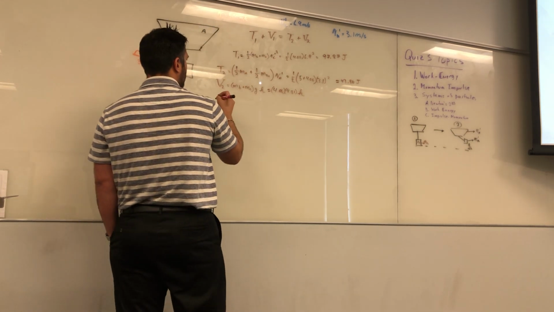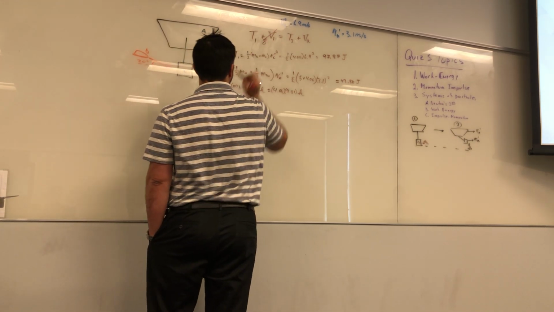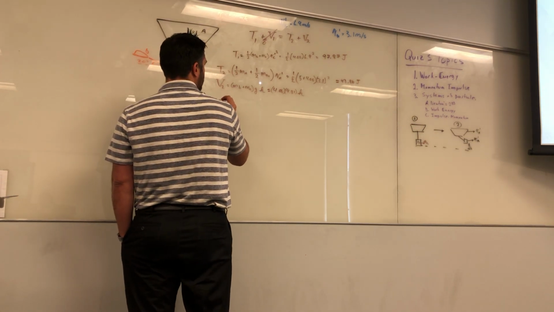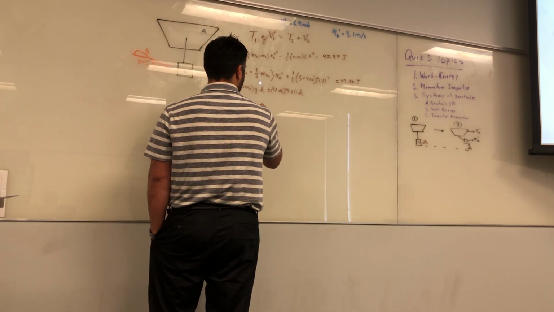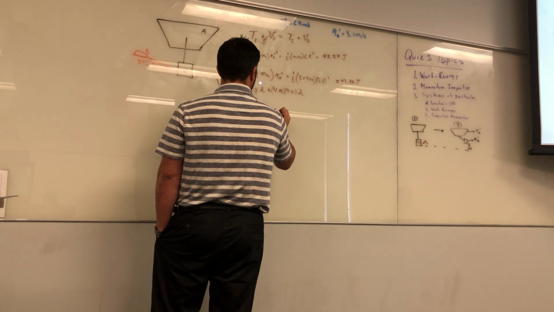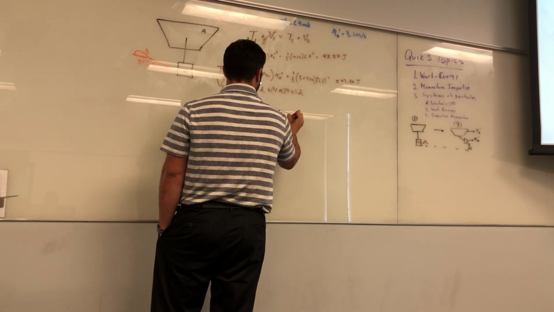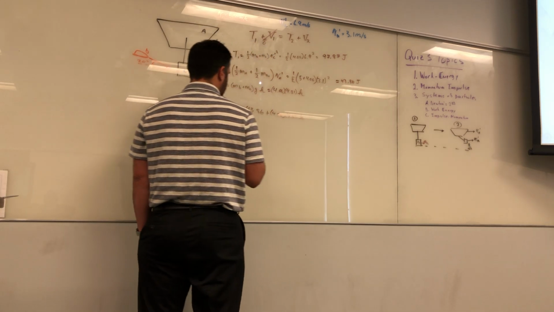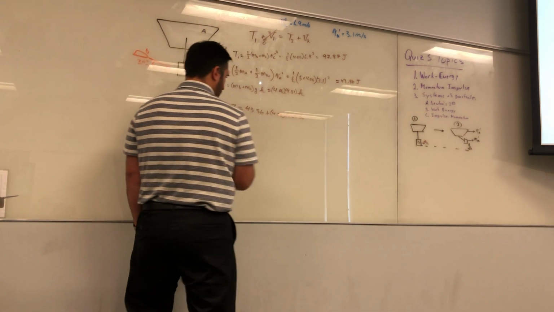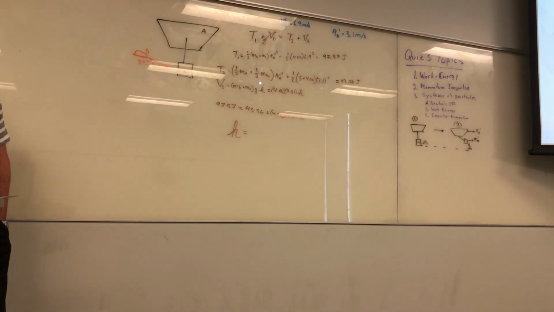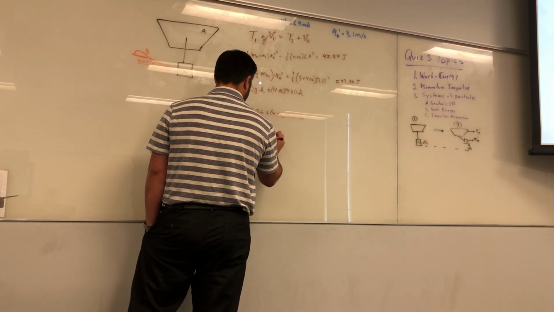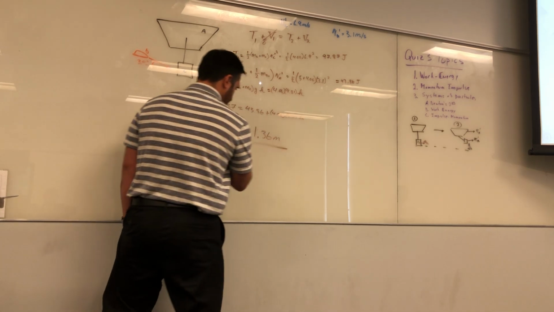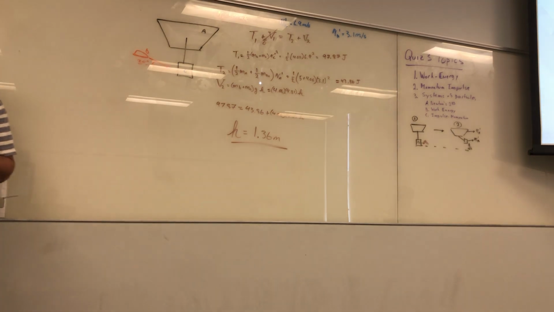Now I'll put my things together here, because remember this is 0. So I get T1, which is 97.87, is equal to T2, which is 43.86, plus 4.06 times 9.81 times h. So the maximum height has to equal 1.336 meters. Fun times.